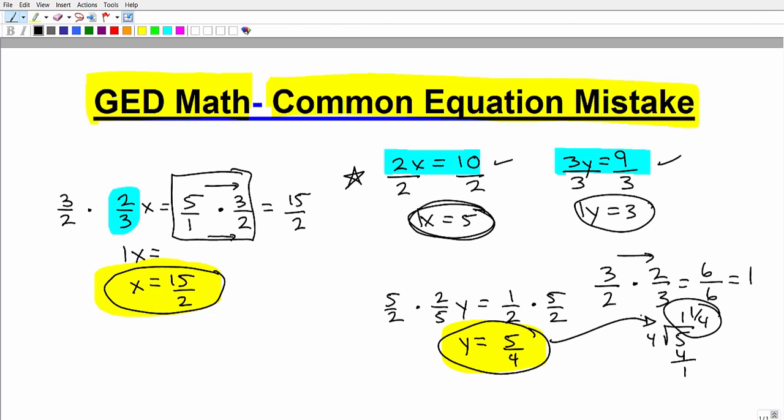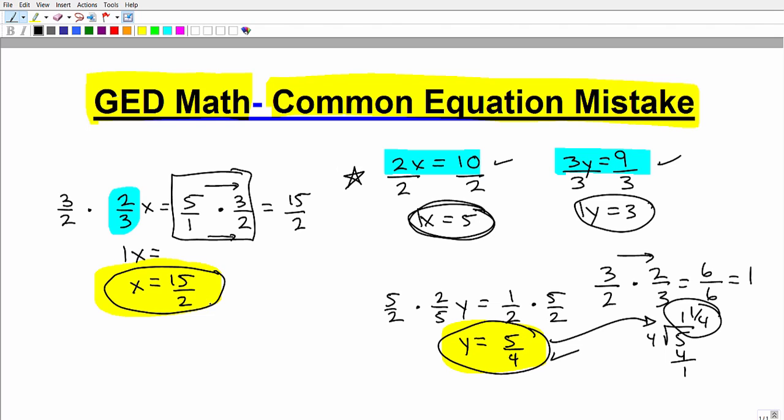There's no need to change your final answers into mixed numbers. As long as your fraction answers are fully reduced, that should be fine. You should be able to identify those solutions on the GED. Also, do not turn these into a decimal. Don't go into your calculator and divide 5 by 4 to get 1.25. You don't want to do that. You just want to fully reduce these answers.